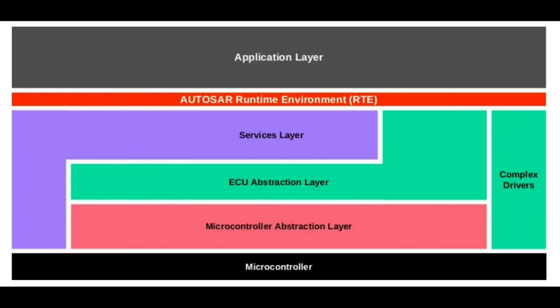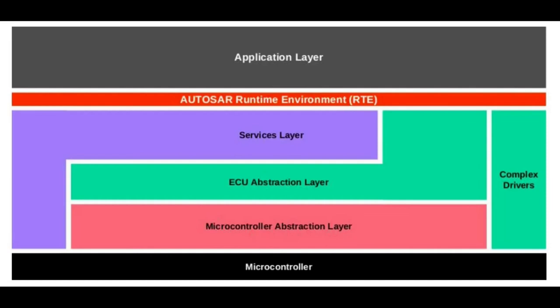Already I mentioned that basic software is subdivided into 3 things, that is service layer, ECU abstraction layer and the microcontroller abstraction layer. First one is service layer. It has modules which are purely software dependent, which means the modules present in this layer will not have dependency on hardware. The service layer has 4 services, which are communication service, memory service, system service, and diagnostic services. I will explain all these services in my upcoming videos.